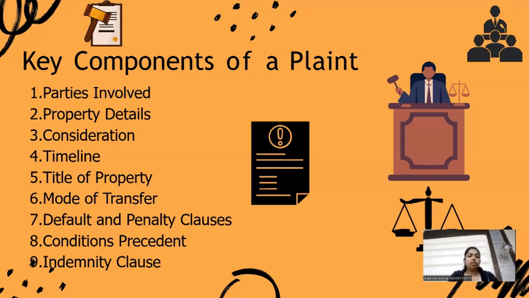Right? Then there are default or penalty clauses. Now, if there's default by either of the parties, if they do anything which goes against the agreement of sale, what happens then? That is your penalty clauses. Your default clauses are the things which you can do which will ultimately lead to penalty.